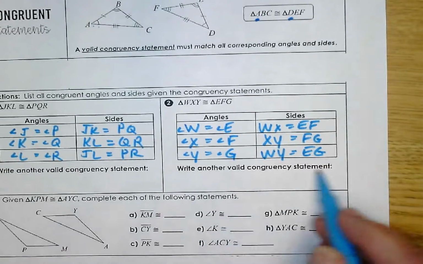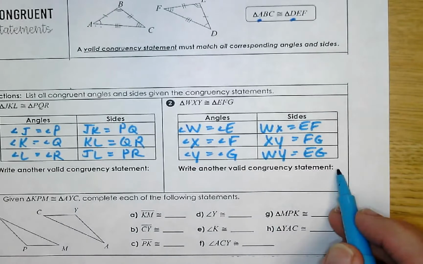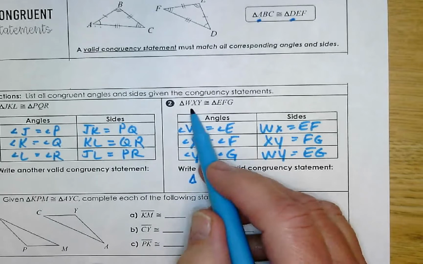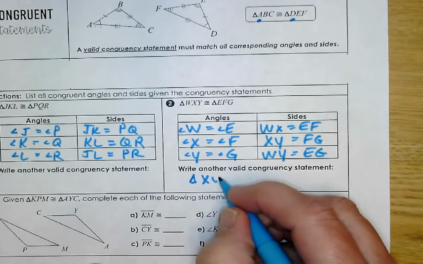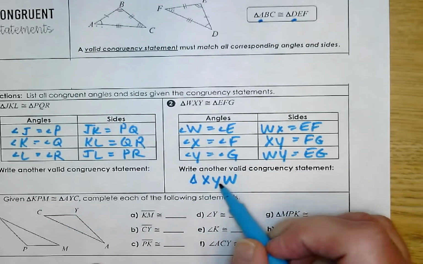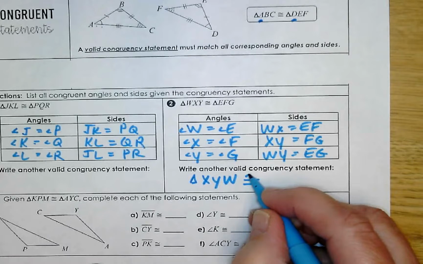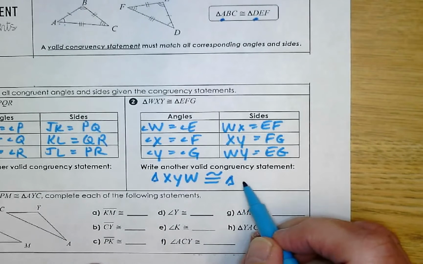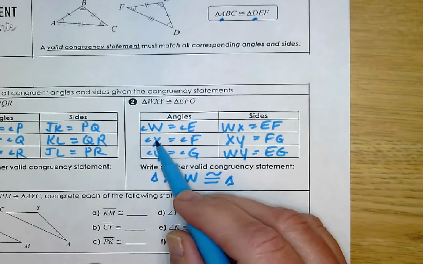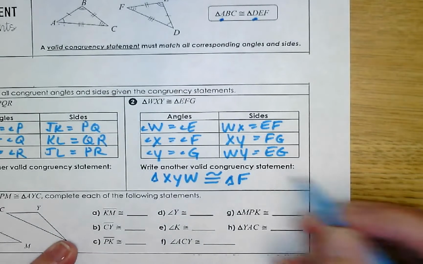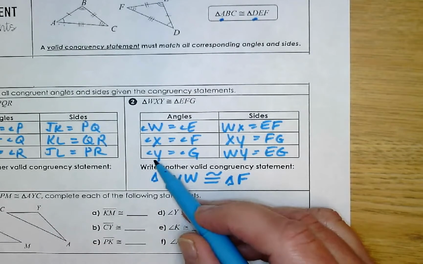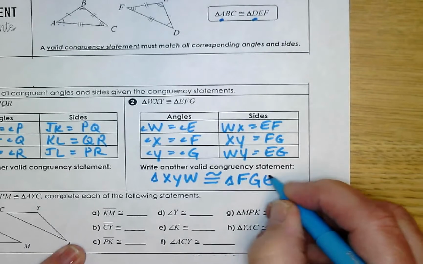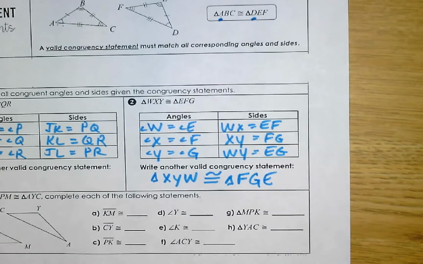Now down here where it says write another valid congruency statement, that would look something like this. If I took the first triangle and moved the letters around, let's say X, Y, W, same 3 letters just in a different order, when I write my other congruency triangle, I have to again make sure that all the corresponding pieces are in the right area. So if X is first, X corresponds with F, so I have to put F first. Y is in the middle. Y has to correspond to G, so G has to be in the middle, and then E is going to be at the end. That's what they mean by another congruency statement.